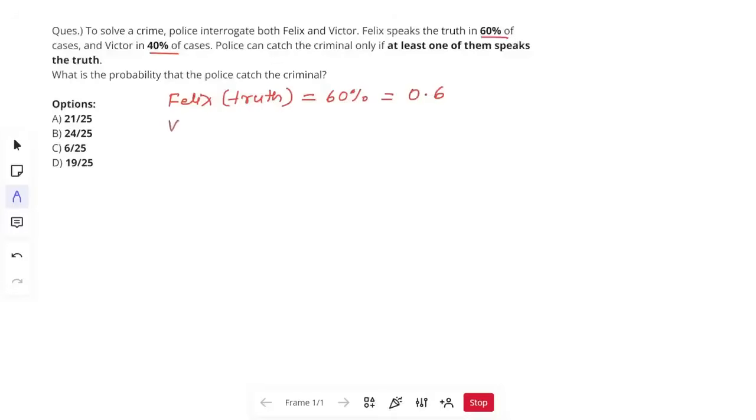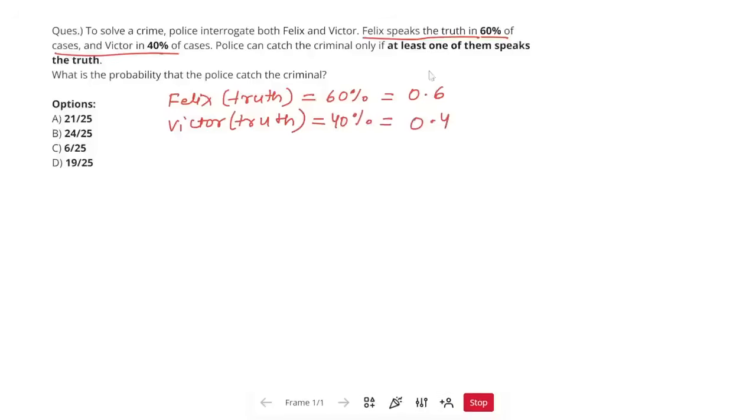In the same way, Victor's truth probability is what? See, this data is given from here: Felix speaks the truth in 60% of cases and Victor in 40% of the cases. So from here we are taking this data. So Victor speaks the truth in 40% of the cases. This can be written as 0.4. So this is the probability of truth that we have taken.